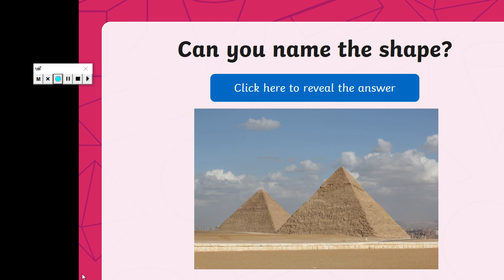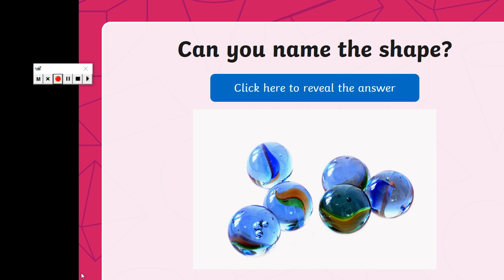So we're heading over to Egypt where we will find these in the desert. It is a pyramid. Now, this pyramid in particular is a square-based pyramid because it's got a square on the bottom. If I was to lift that pyramid up and look at the picture, the shape on the bottom would be a square.